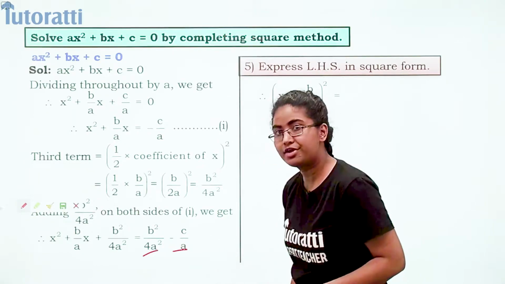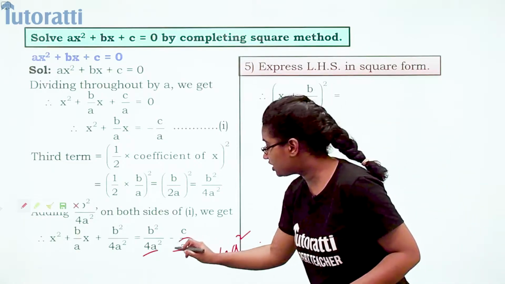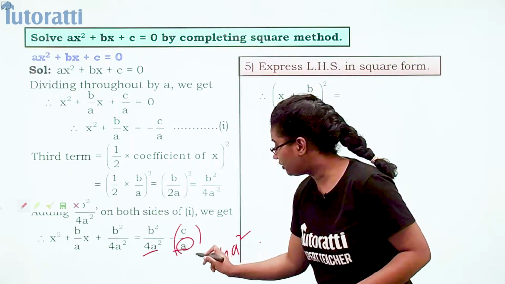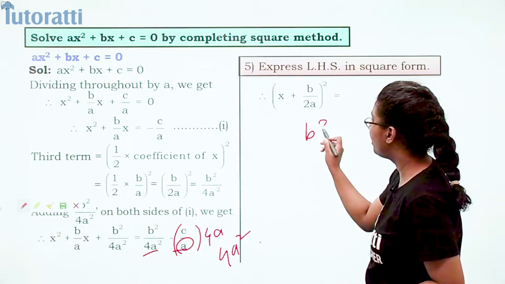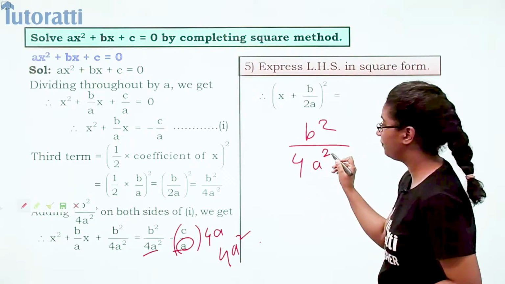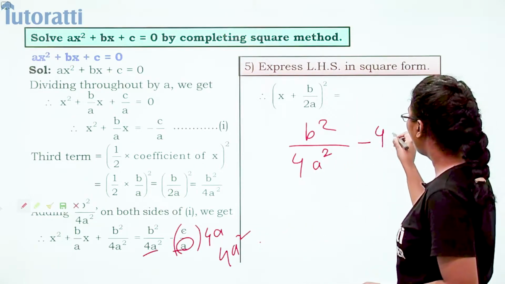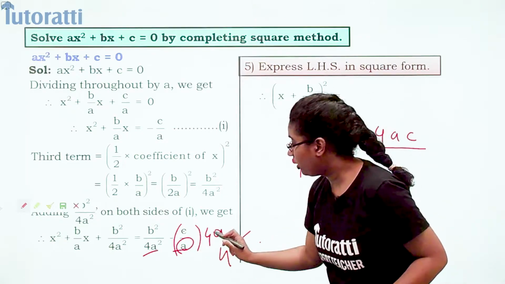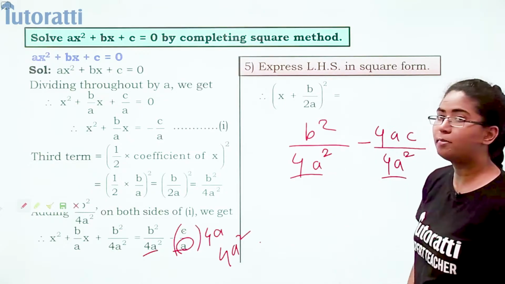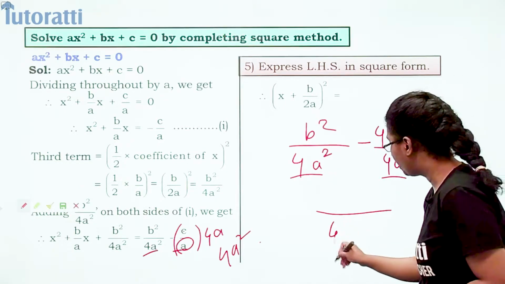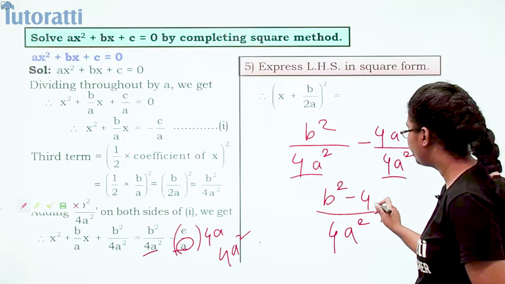What is the LCM of both? LCM is 4a square. How do we make this term 4a square? By multiplying this by 4a. So we have b square upon 4a square minus 4 into 4a into c is 4ac upon 4a into a is 4a square. Here 4a square is common, so we can write the denominator once, and in the numerator there will be subtraction, which is b square minus 4ac.